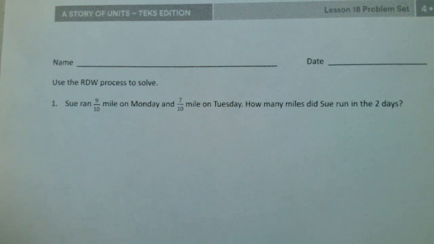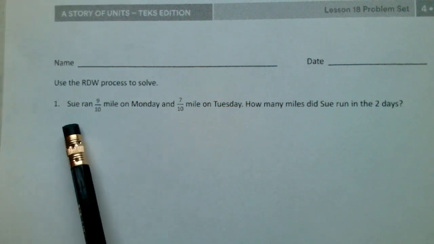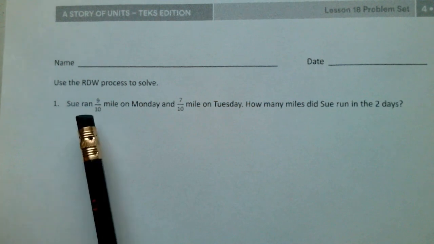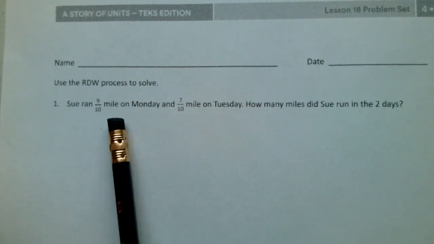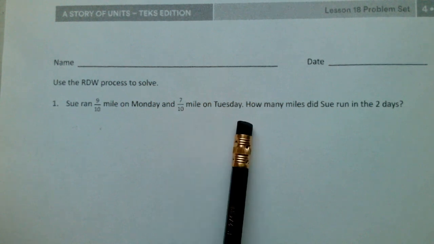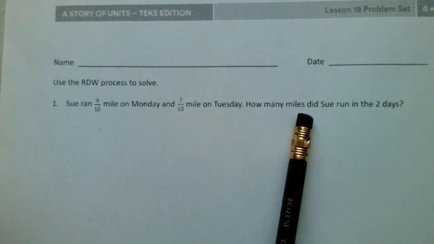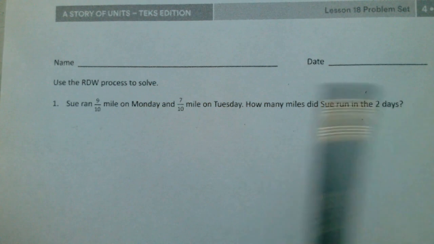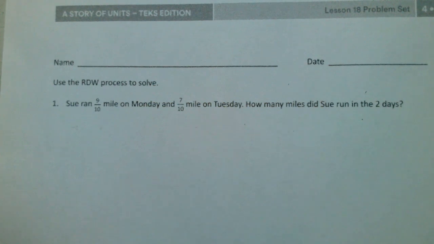Let's get into it. Let's read the first problem together once, just straight through. Read it with me. Sue ran 9/10 of a mile on Monday and 7/10 miles on Tuesday. How many miles did Sue run in 2 days? We're given a good amount of information about Sue and how much she is running. Let's grab our highlighters and highlight some important information.